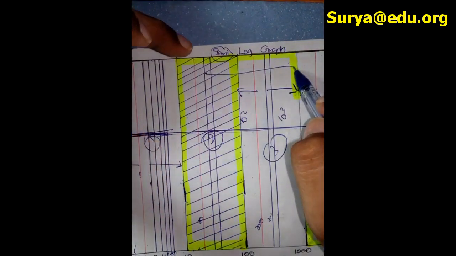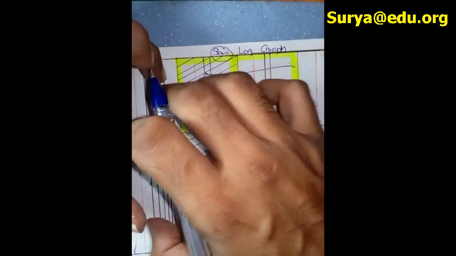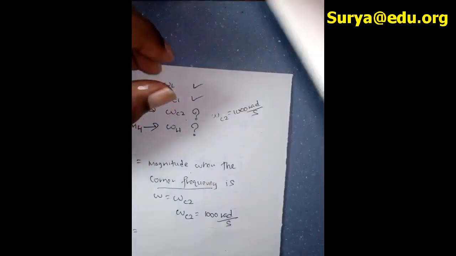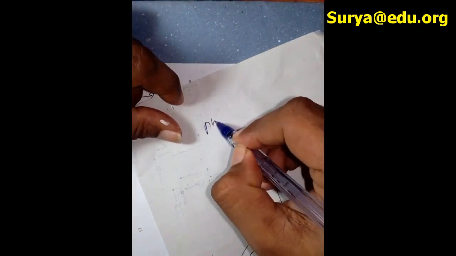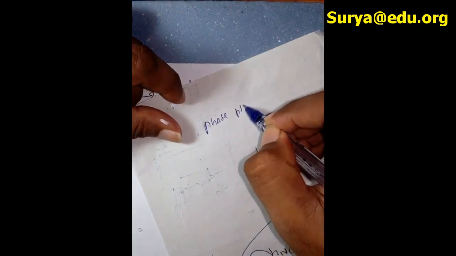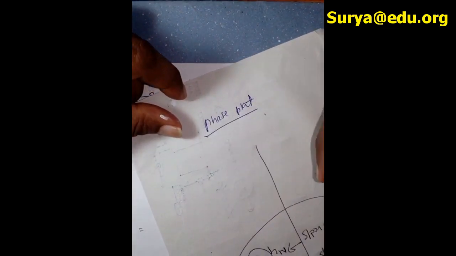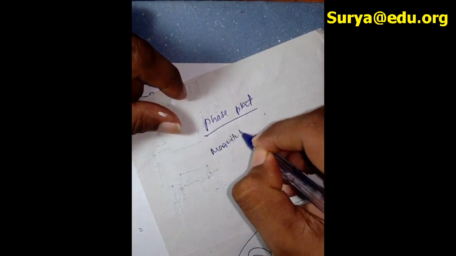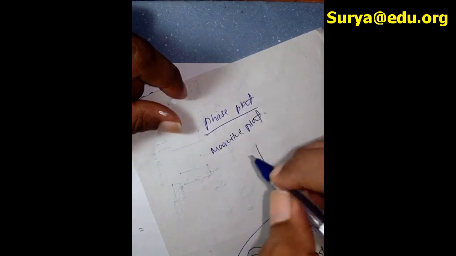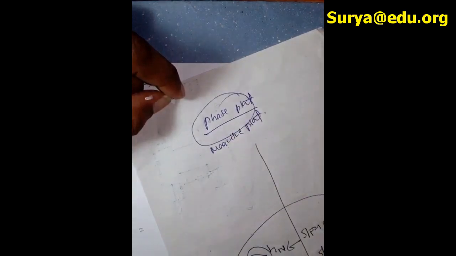Okay, so now the thing is, now we have to plot this in a very nice manner, but before that we need to calculate something called what? The phase plot, right? That is the next target. We calculated the magnitude plot, so now the next target is the phase plot.